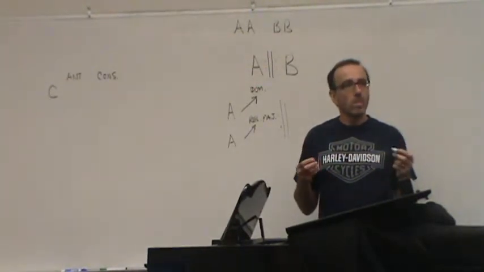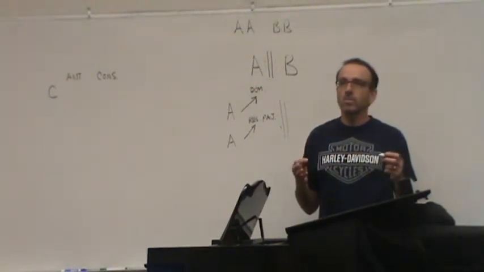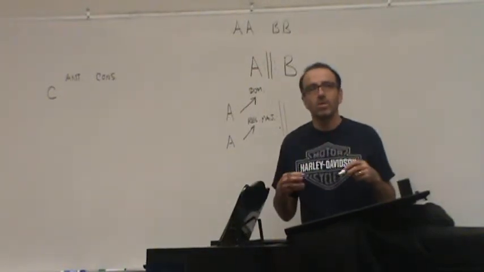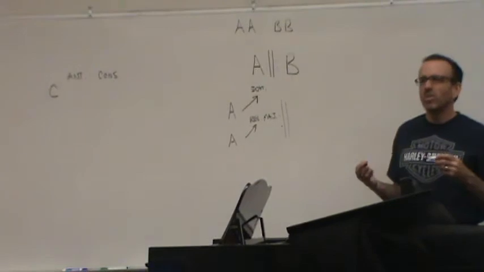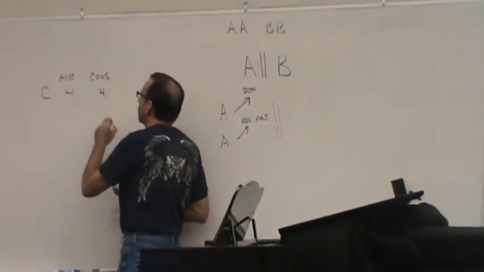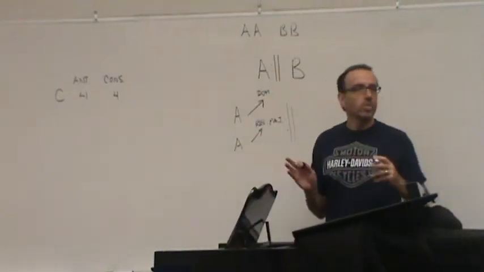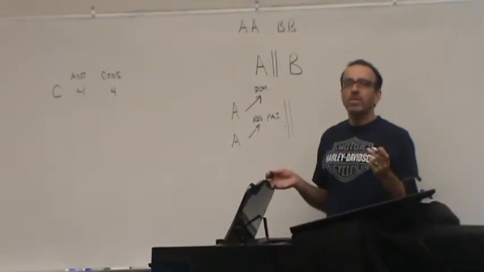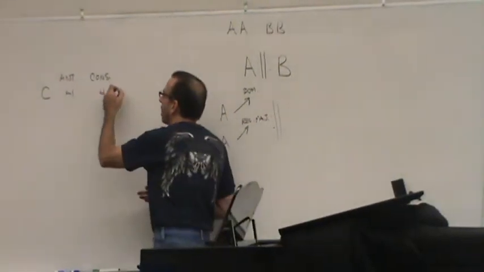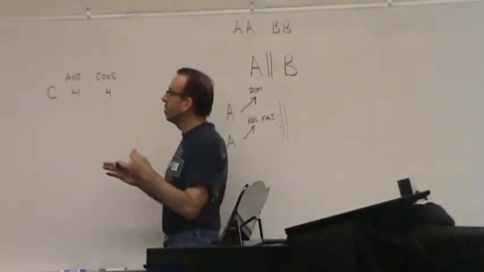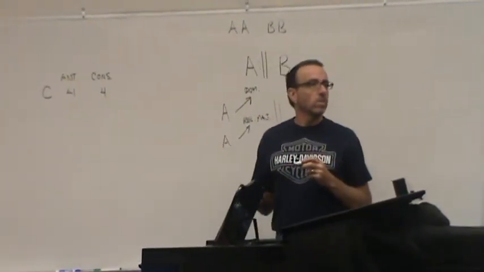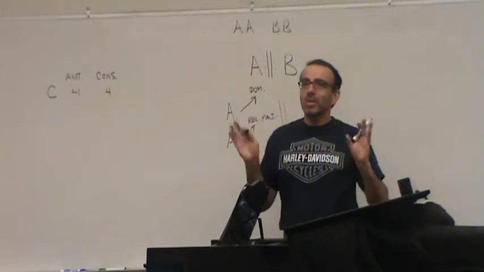Remember our phrase structure? The antecedent gives the question, the consequent answers the question. So something like a 4-measure antecedent phrase and a 4-measure consequent phrase makes a good 8-measure period. And then somewhere after that, you're going to start your modulation. You might do that by going back to the antecedent again, or you might do that by extending the consequent, whatever seems to work for you. That's where you get to be creative.